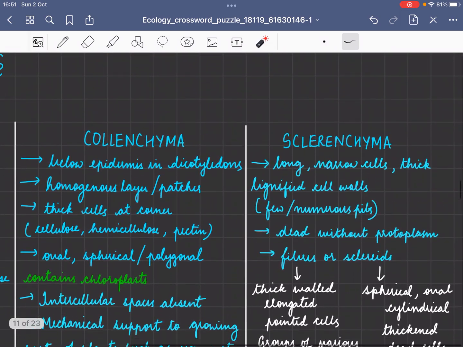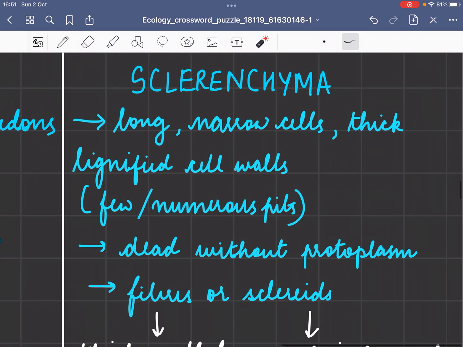Now let's move on to sclerenchyma. In case of sclerenchyma, you have long, narrow, thick, lignified cell walls. Okay, long, narrow, thick. So here also the cell wall is thick and here it is lignified. Basically, it has a few or numerous pits. Pits means, like, you know, if you go on the street, there are many sort of depressions and all that, something like that. That's what you can think.